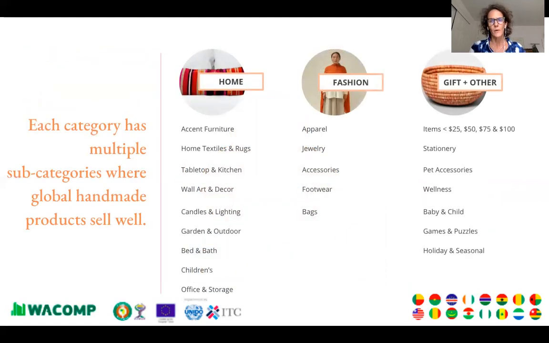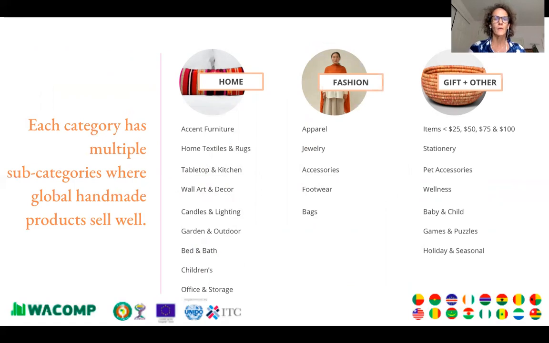Each of these categories, home, fashion, and gift, has multiple subcategories. These subcategories can help you guide new product development and design by identifying product lines that will help you offer more selection to your customer.